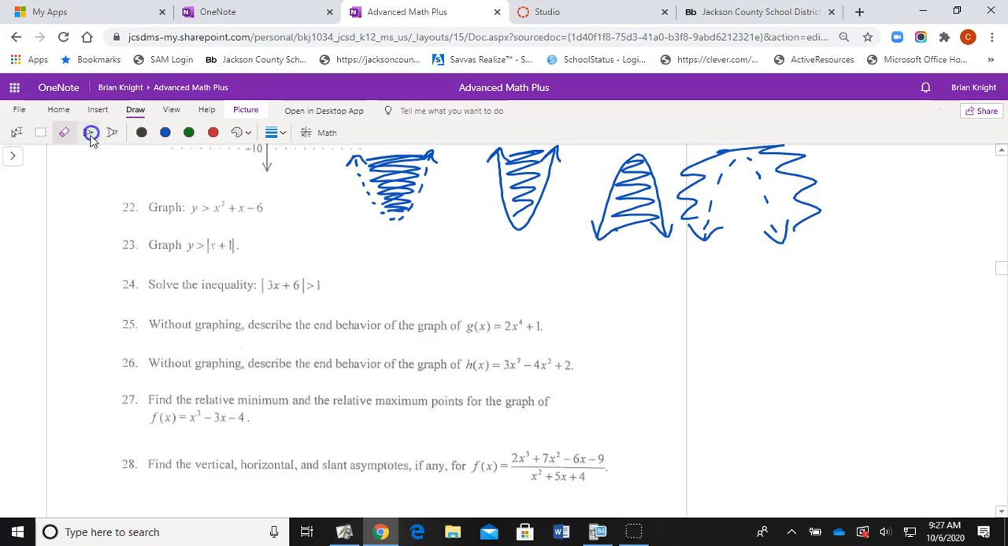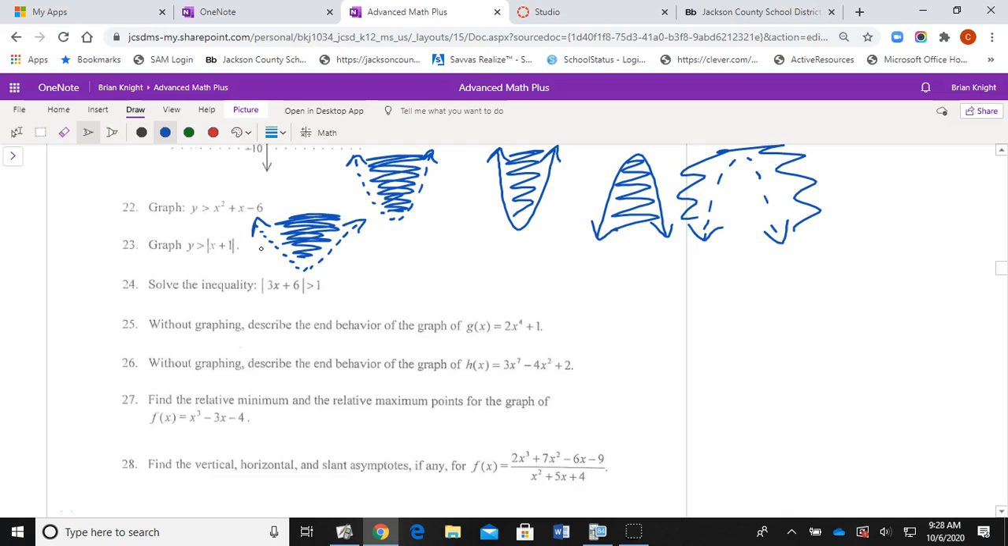Same thing for 23. Only difference is it is an absolute value. Okay? Solid line or dotted? Dotted again, so we're going to have a dotted V. Would we shade up or down? Up. So that puts us inside it again, okay? And again, they'll have three options that kind of look like that, but aren't really, okay? Everybody good on those?